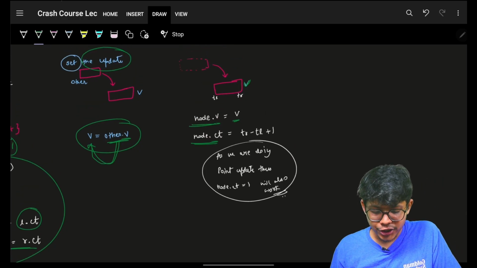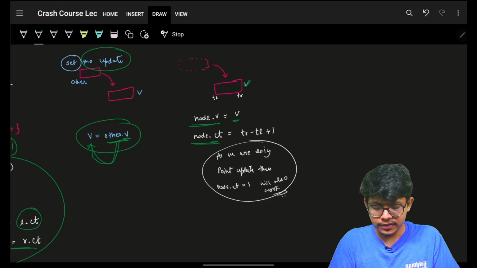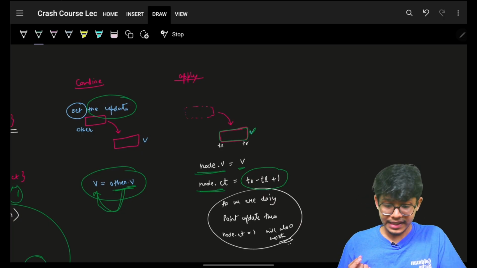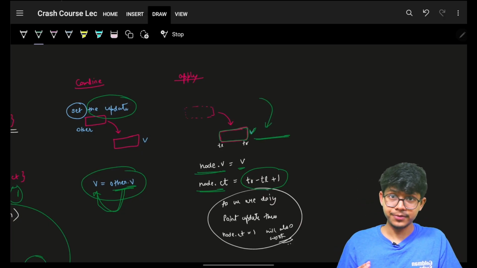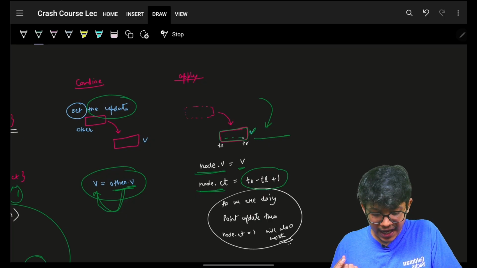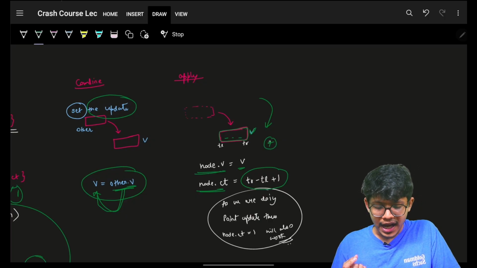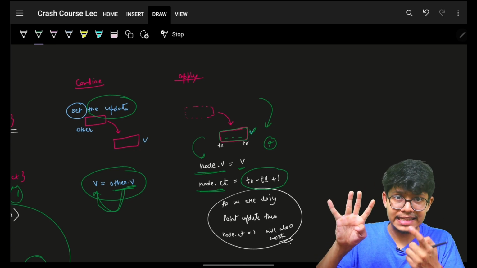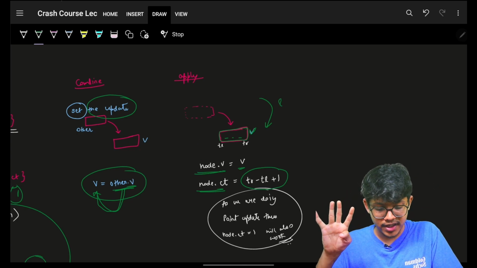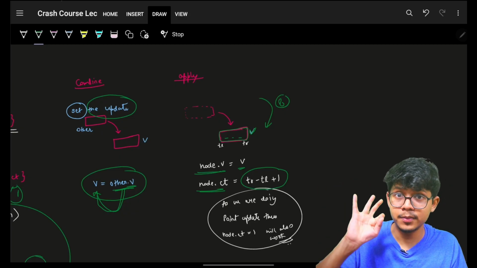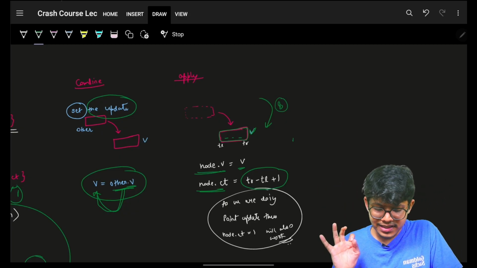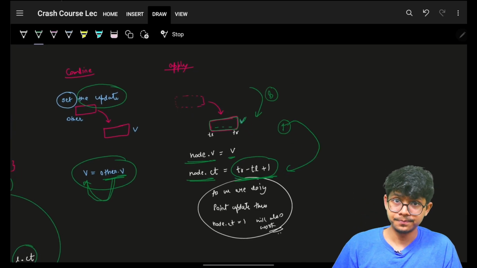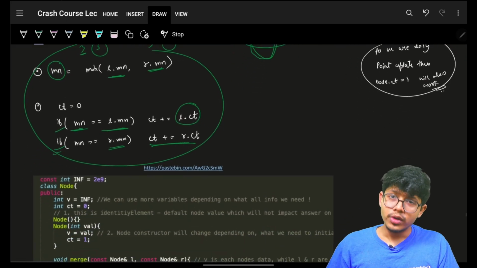Then my new count will be tr minus tl plus 1, because I am setting this for the entire range. If this range had a count of 4, which means I had 4 elements having the minimum value, let's say 1, and I am saying okay, now the value is 8, the frequency will still remain 4, right? That's the reason I am doing tr minus tl plus 1. Cool. This is the only thing which you need.